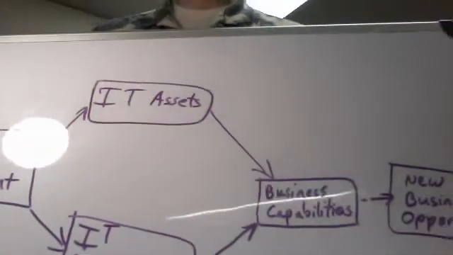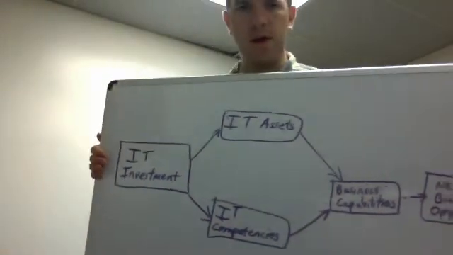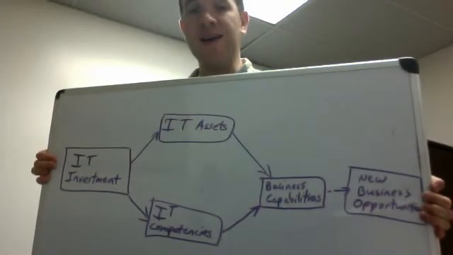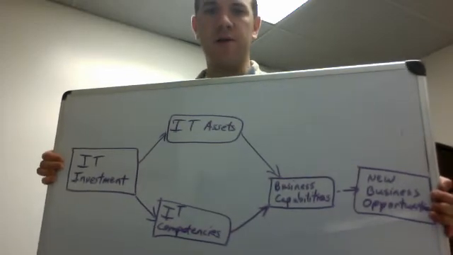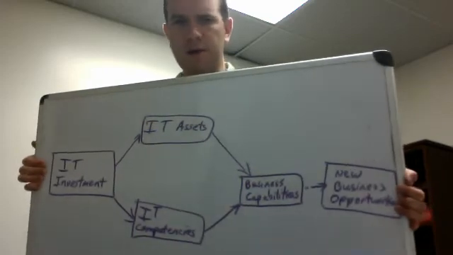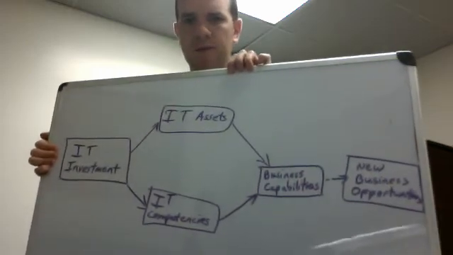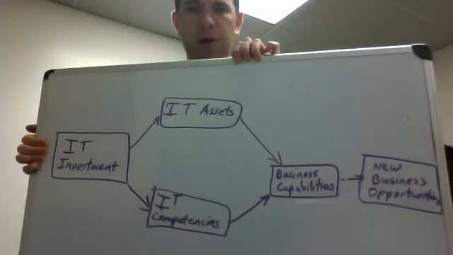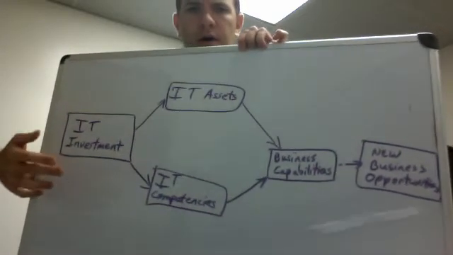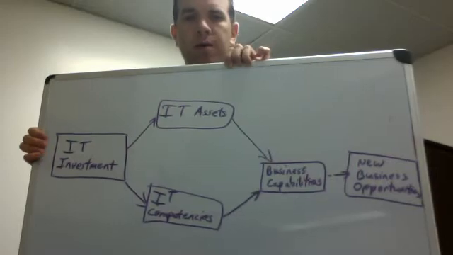So in this figure, on this side of the board we have IT investments. This is where you purchase and spend money on information technology. That leads to the acquisition. Your business buys IT assets, and it develops over time or spends money developing competencies, or it learns to use those IT assets properly. That leads us over to business capabilities and then new business opportunities. We'll talk about each of these and how they relate to the material in your textbook.